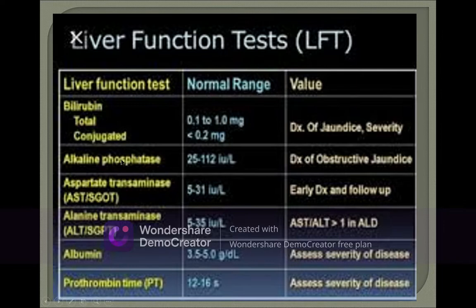Alkaline phosphatase will be increased, gamma GT will be increased, slightly AST, slightly ALT, but marked alkaline phosphatase or marked gamma GT will be increased. Post-hepatic jaundice or obstructive jaundice.